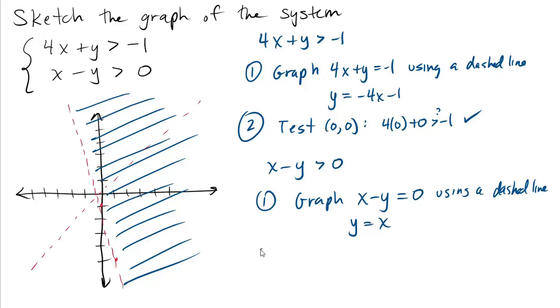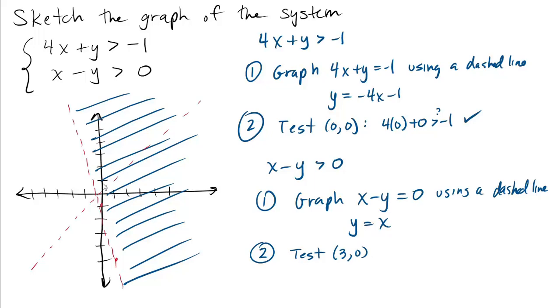And now we're to the step of picking a test point, and I become sad because 0, 0 is not an option here. 0, 0 is on this line. The line went through the point 0, 0. So I have to pick a point that's off the line, and I'd pick something that's obviously off the line, like I'm going to pick 3, 0 here. There's nothing special about 3, 0.